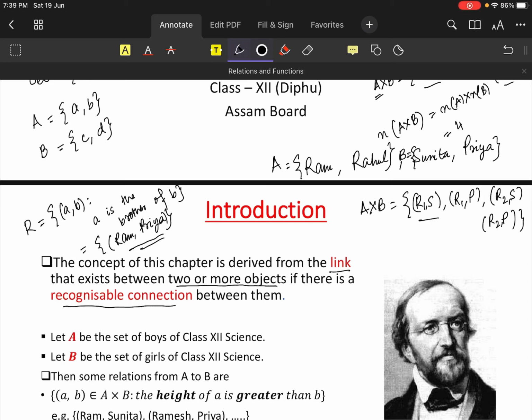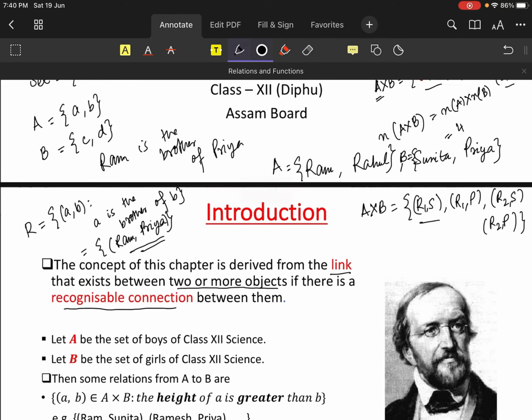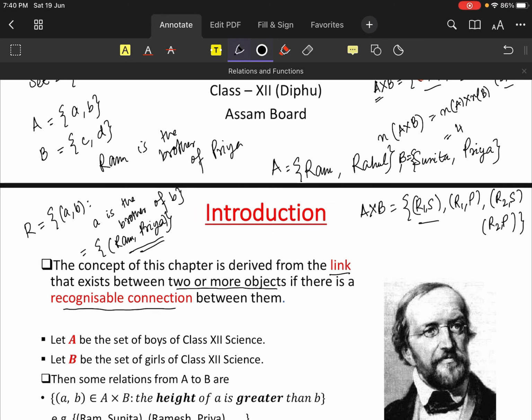Now since Ram and Priya satisfy this relation, that is A is the brother of B, we can write it as Ram is the brother of Priya. Once this criterion is satisfied, we can directly put them in the set and form an ordered pair. Now you see these two are related, and that's why they form the ordered pair of that particular relation. So this is how we get a relation.